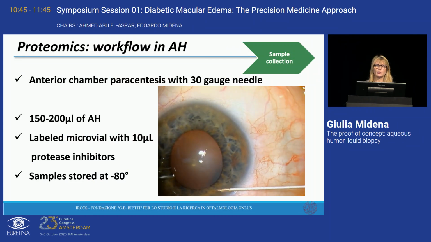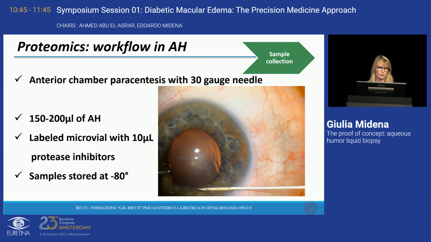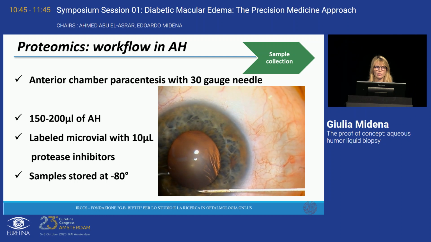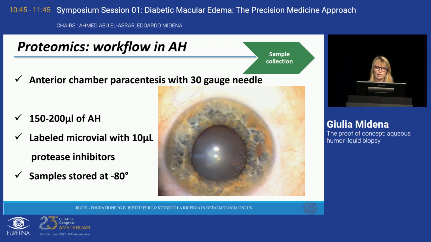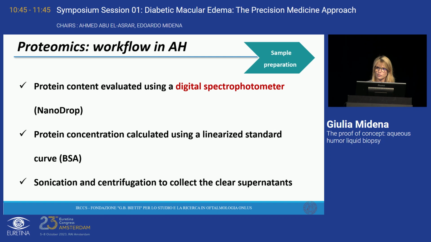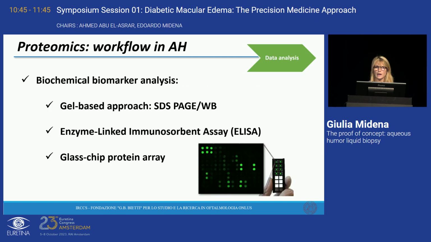How can we easily obtain the aqueous humor? With a simple anterior chamber paracentesis, we can easily obtain about 150 to 200 microliters of aqueous humor. The aqueous humor obtained is stored, prepared in a very precise way, and then analyzed with the classic gel-based approach, or with the ELISA test, and nowadays also with glass chip protein arrays. This approach is really important because it gives us the opportunity, with a small amount of sample, to analyze many, many proteins.